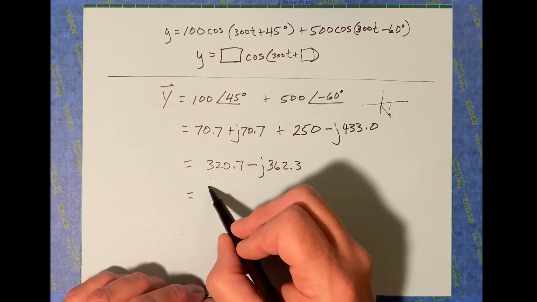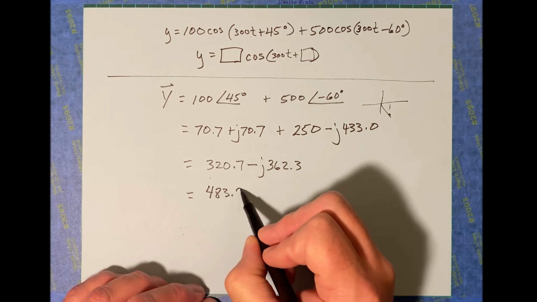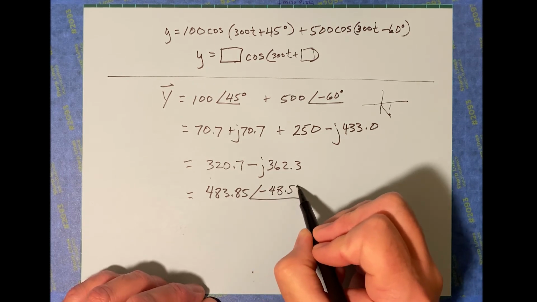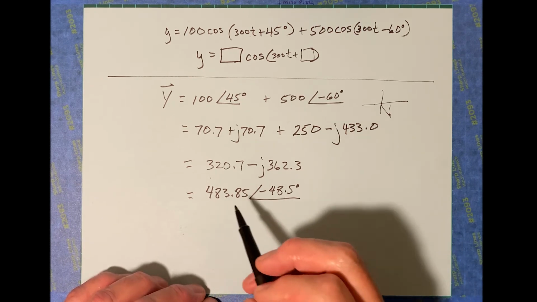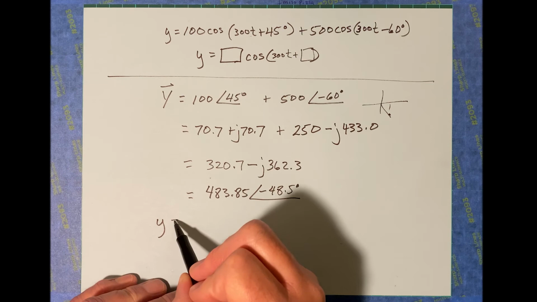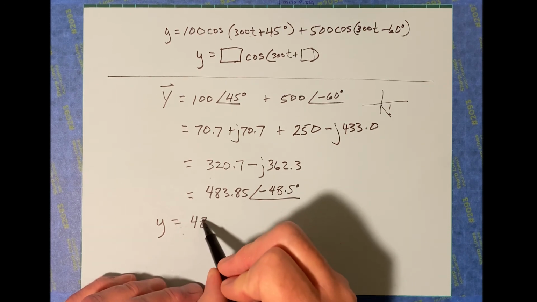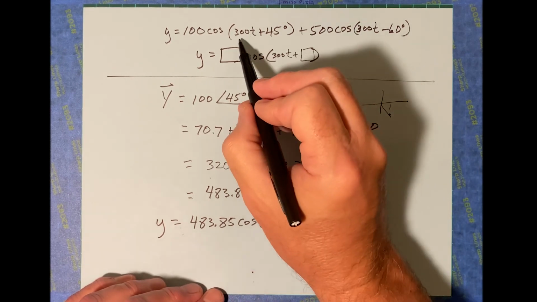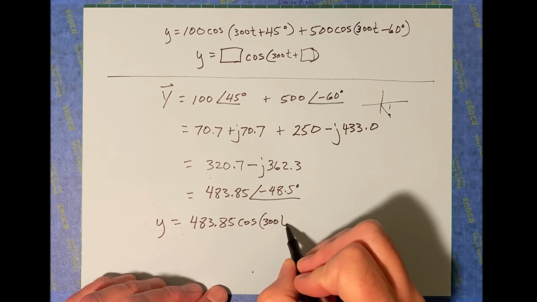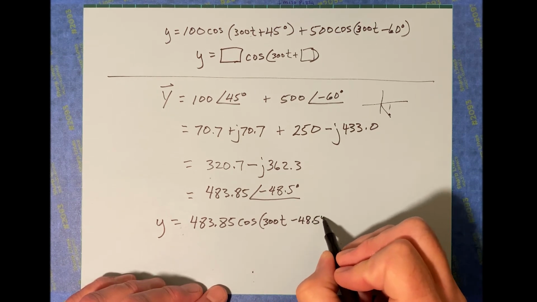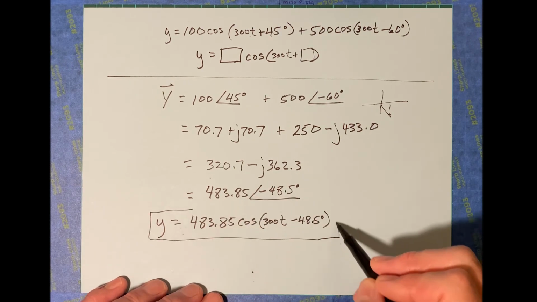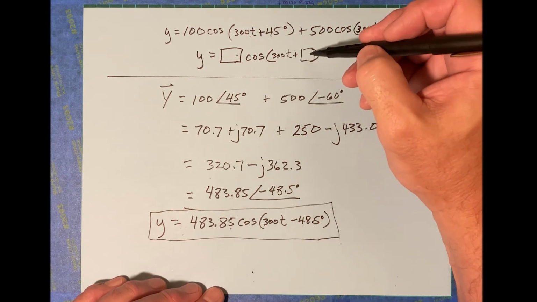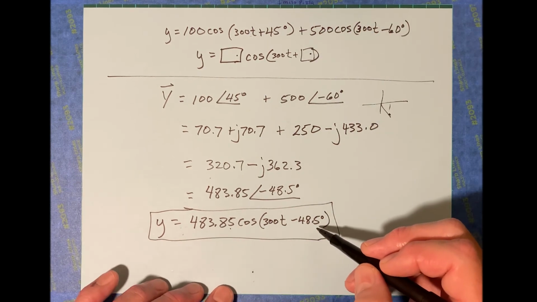And when I do that, I end up with 483.85 angle negative 48.5 degrees. Now it's real easy to do the inverse phasor transform of this. 483.85 times the cosine of, remember omega is the same, omega is 300 up here, 300t minus 48.5 degrees. There, I have done what I set out to do. The amplitude is the 483.85, the phase angle is the negative 48.5 here.